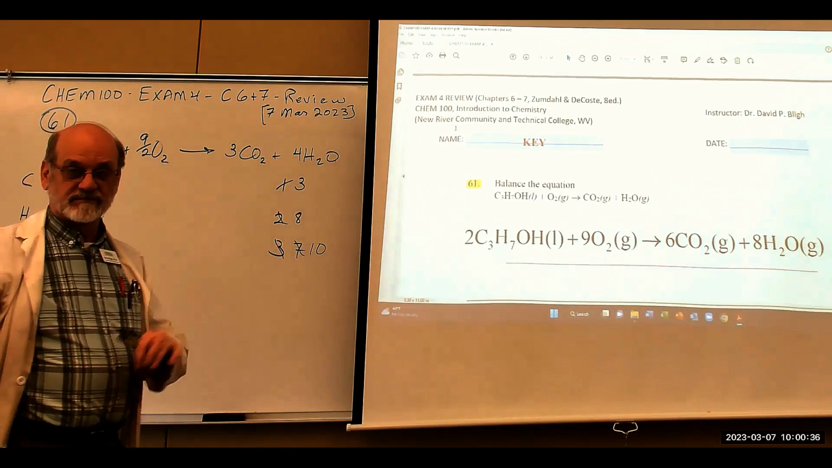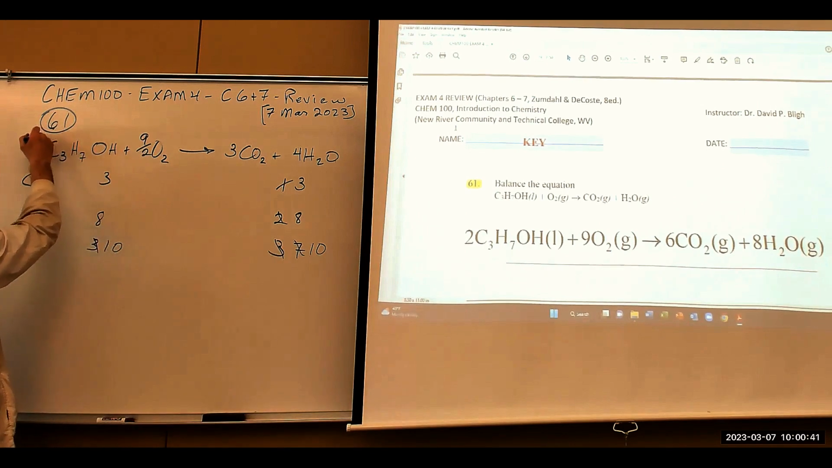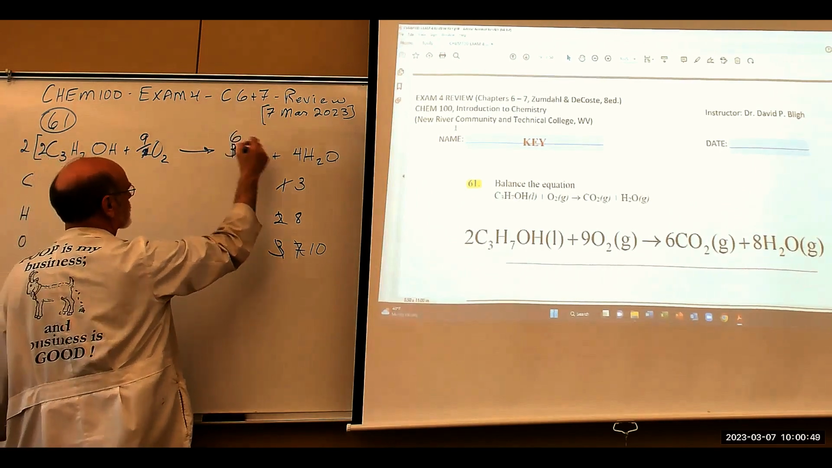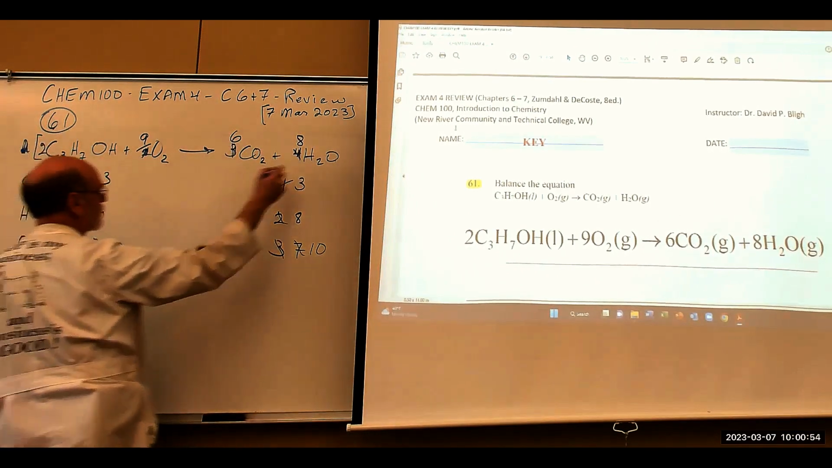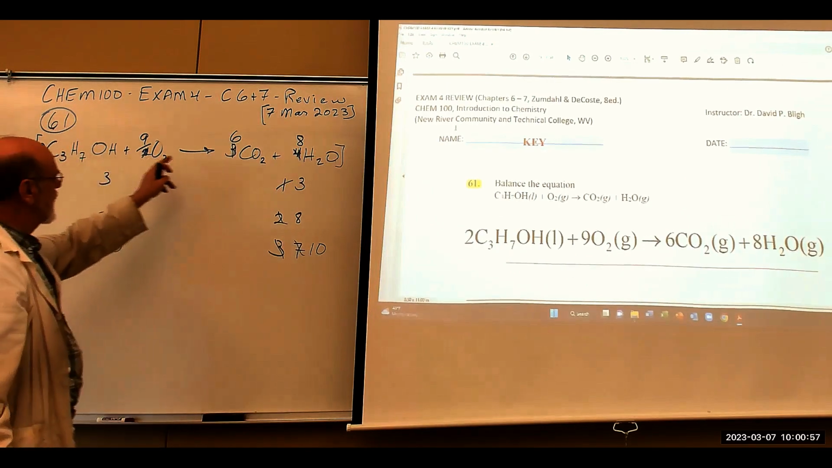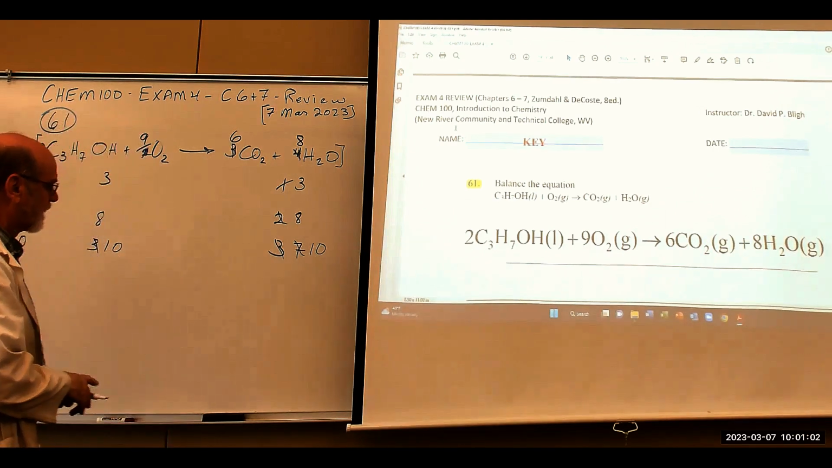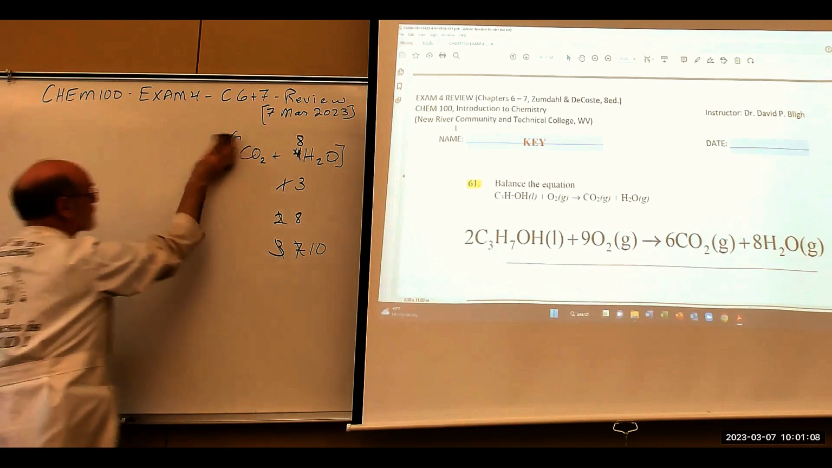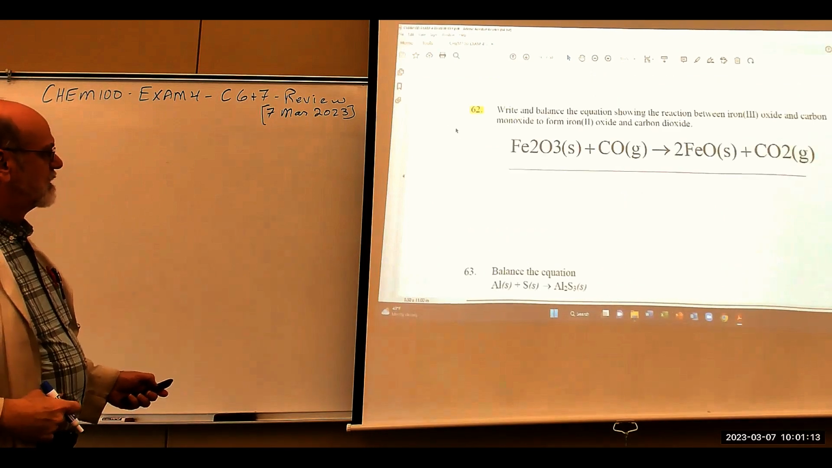That's balanced. But it's not the simplest whole number. So how do we get rid of that fraction? Same as always. Multiply by the denominator. So that'll give us a 2 here, a 9 there, a 6 here, and an 8 there. And we use this one up. So we have a 2, 9, 6, and 8. At 61. 62.